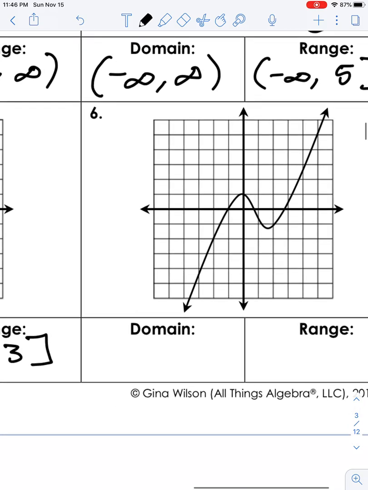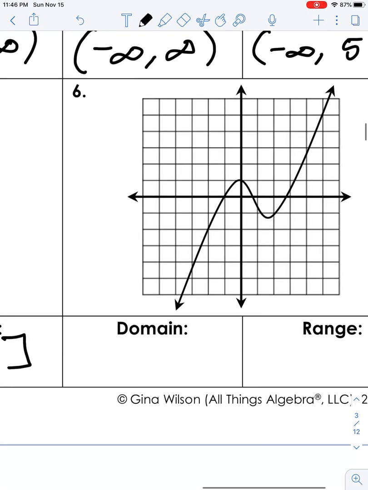Number 6. Again, anytime you have arrows on the end of your graph, you're going to have infinities somewhere. You just need to make sure you pay attention to see where they go. So, starting with the domain. This arrow is going down, but it's also going left forever. So that would be negative infinity. This arrow is going up, but it's also going to the right forever. So, positive infinity.